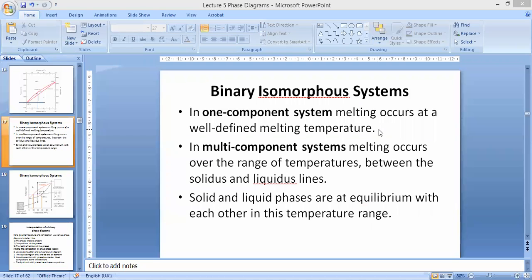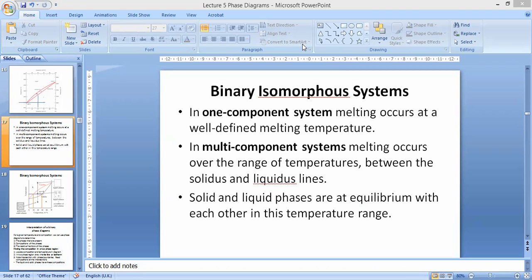However, in multi-component systems, melting occurs over a range of temperatures between the solidus and the liquidus lines. So when you are dealing with a binary, that's why you have the intermediate phase, isn't it? Because you have different melting points there for your components. In a one component system, you won't have that intermediate phase because you just have one component. When it's melting, it begins to melt really, and you understand that it's melting now.